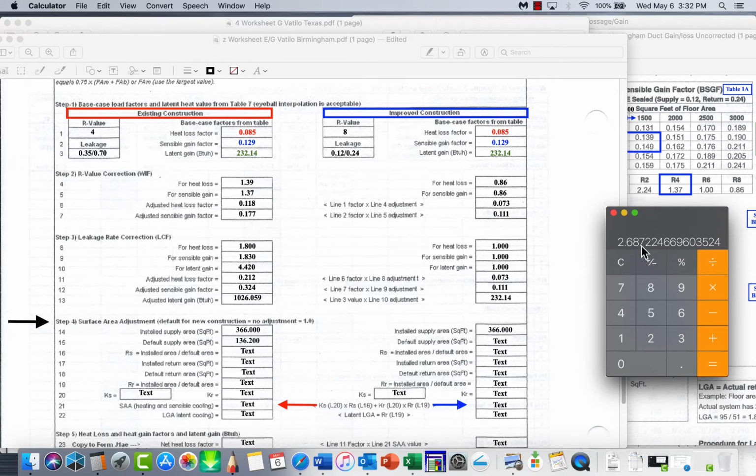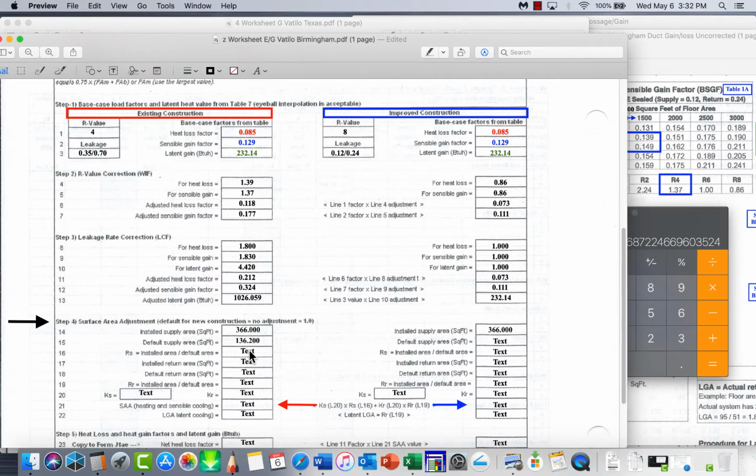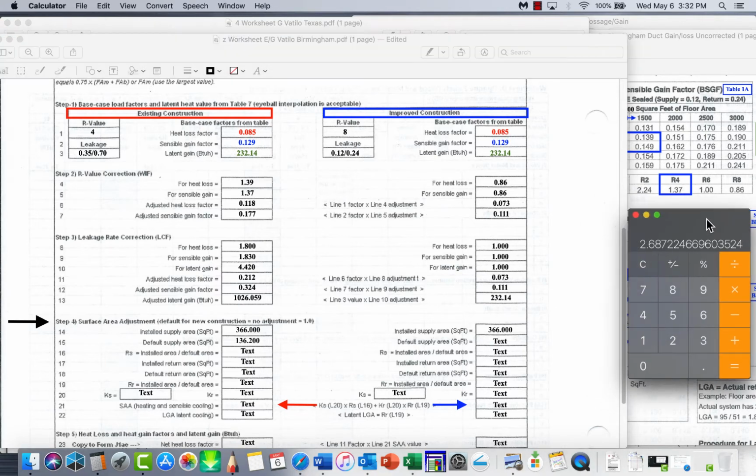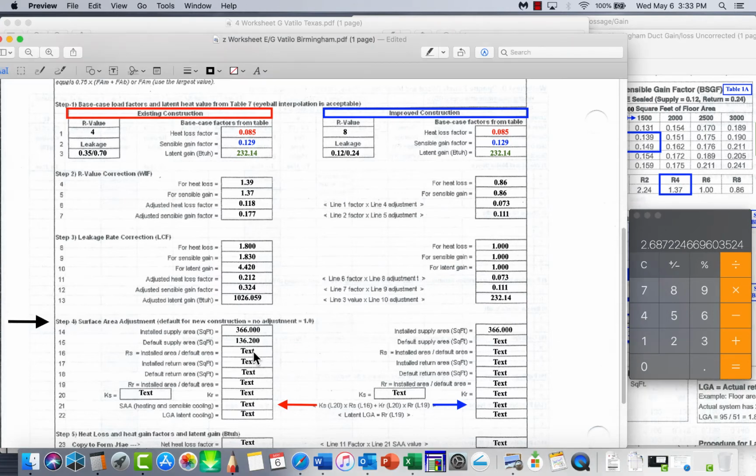Now remember, we're going to round up to the thousands. So 2, 7, so that's going to remain 7. So we're going to make our number, slide that over a little bit. We're going to make our number 2.687. So that's going to be our little correction factor that we're going to use.